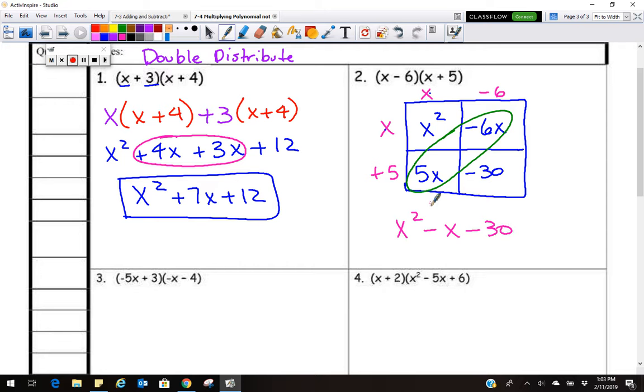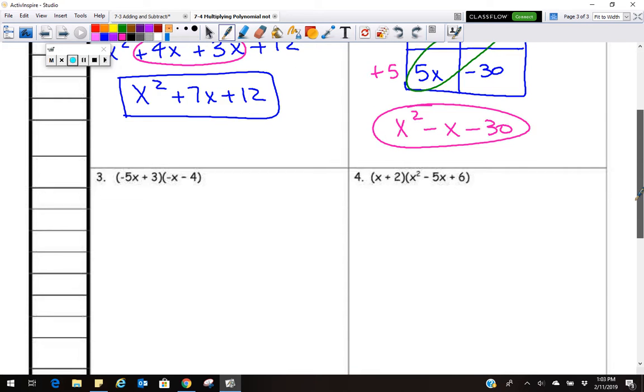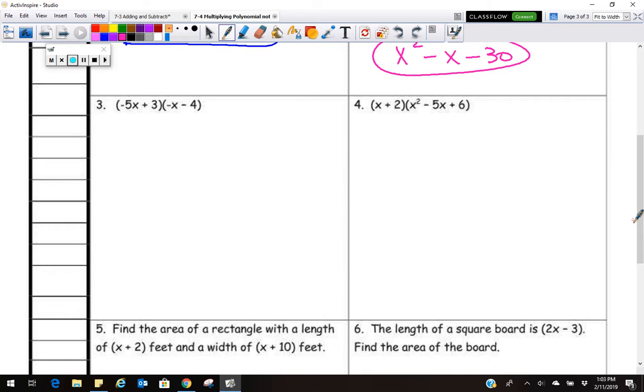So when you multiply x minus 6 times x plus 5, you're going to get x squared minus x minus 30. This is something you could check in your calculator. Put the question in y1, answer in y2.